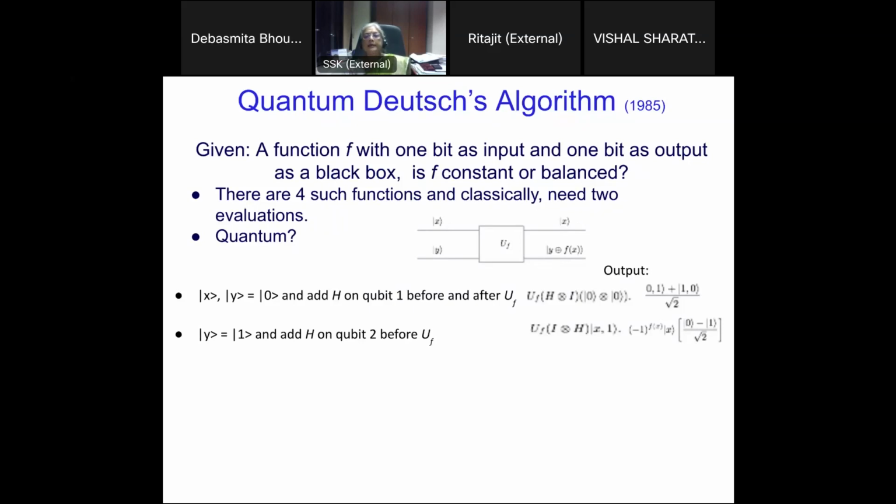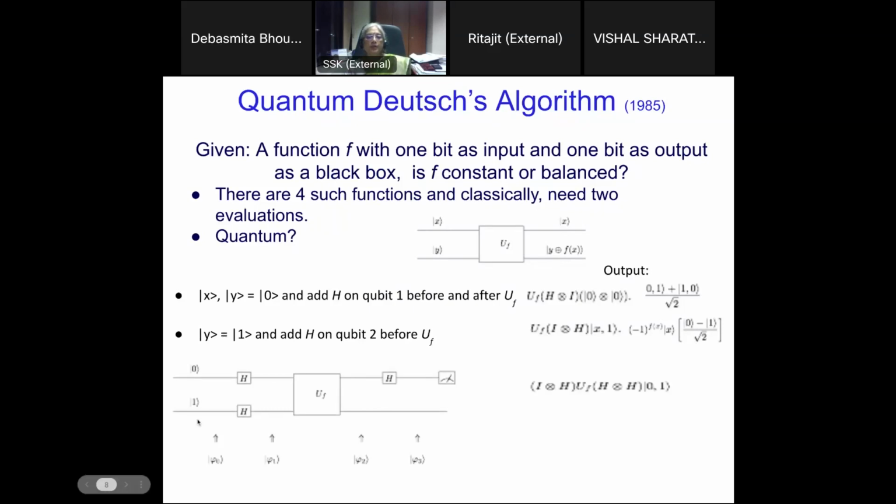But I can combine the idea of these two and do the following. In the first attempt, I had a Hadamard here and a Hadamard here. In the second attempt, I had a Hadamard here, and I had 1 ket on the second qubit. Okay, so therefore, the output that you get over here is given by this expression. Okay, so you have a 0 ket, 1 ket, and you have the tensor of these two Hadamards. Then you have the unitary, and then again you have I tensor H. Okay, and if you do the matrix vector multiplication, you will get this over here.